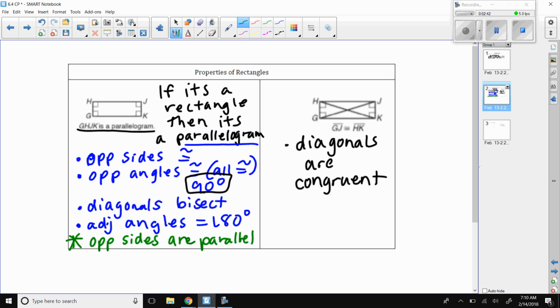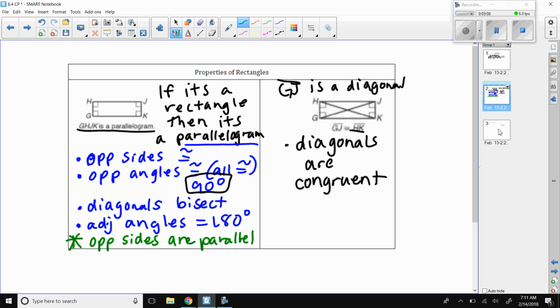So you can see here GJ is a diagonal, and you also have HK. HK is your other diagonal, so those are going to be congruent to one another. That's a special property of our rectangles, only for rectangles. So all right angles, they're all congruent, and then your diagonals will be congruent.